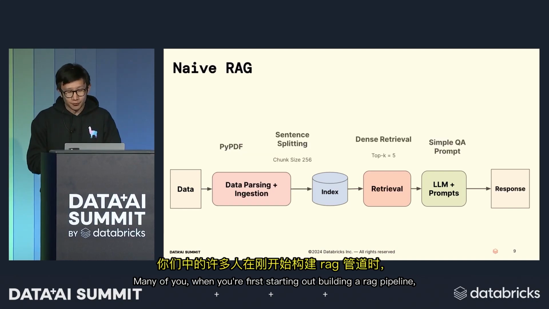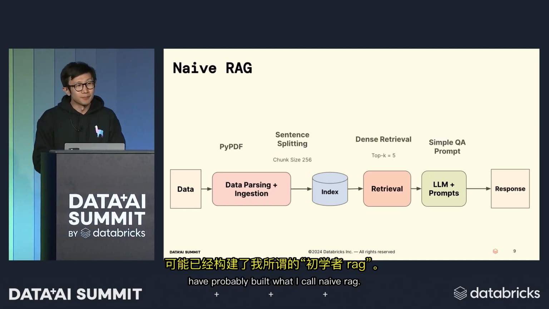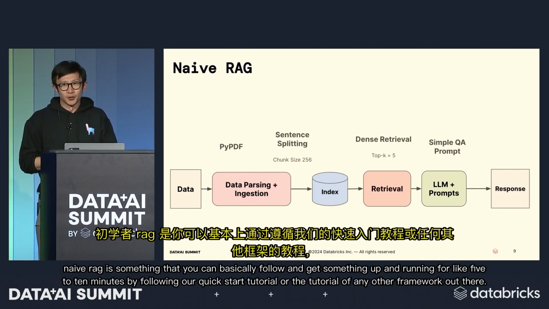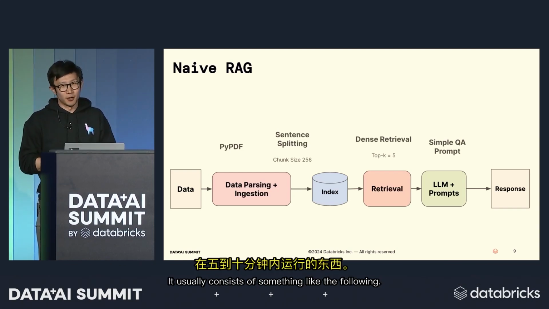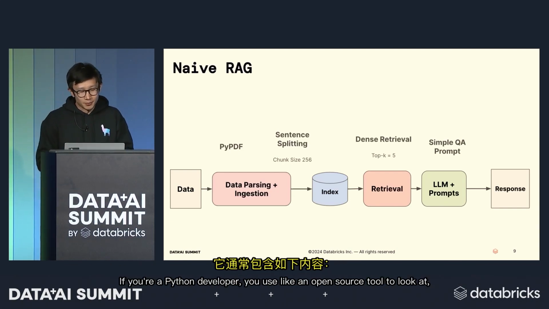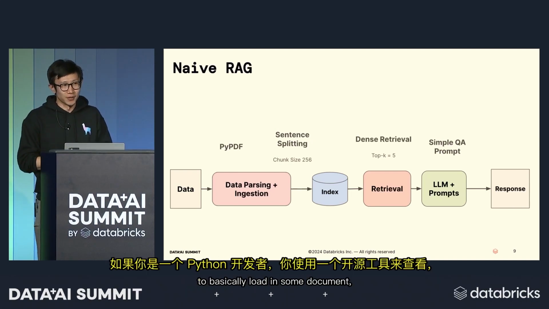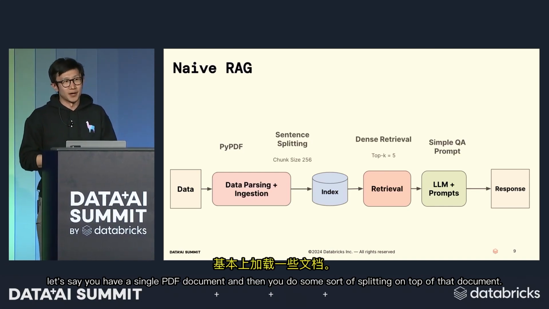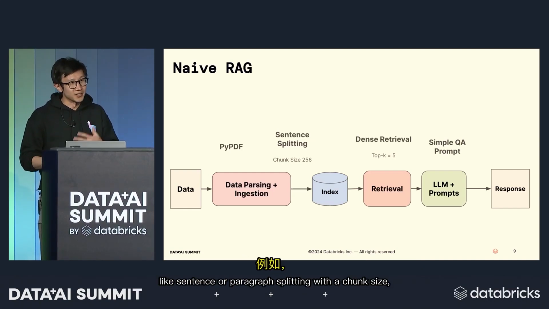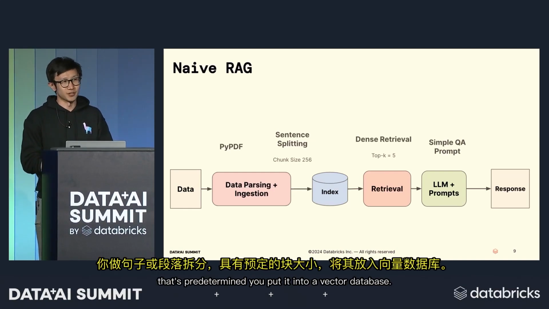Many of you, when you're first starting out building a RAG pipeline, have probably built what I call naive RAG. Naive RAG is something you can follow and get up and running in 5 to 10 minutes by following our quick start tutorial or the tutorial of any other framework out there. It usually consists of something like the following. If you're a Python developer, you use an open source toolkit to load in some document. Let's say you have a single PDF document. And then you do some sort of splitting on top of that document, for instance sentence or paragraph splitting with a predetermined chunk size.